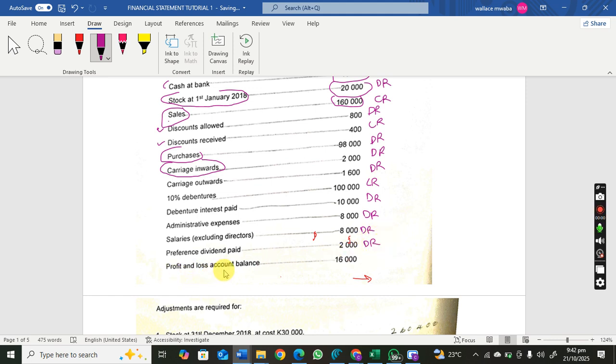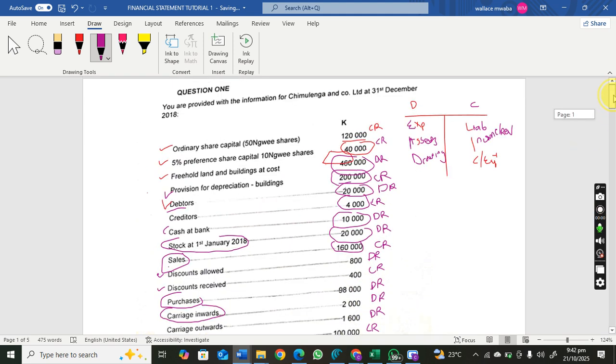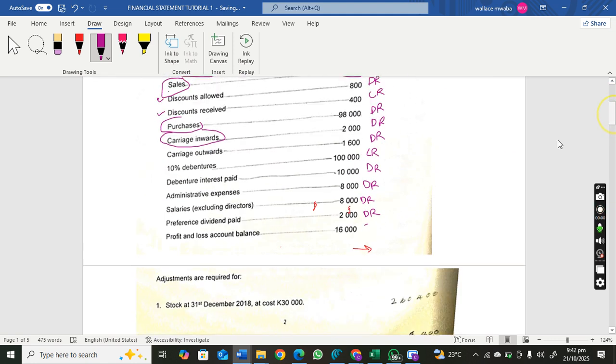Then profit and loss account balance, this is also called retained earnings. Okay, so this retained earnings, this is the profit you keep. After you make profit, you don't use all of that money, you keep some of it. That is what we call our retained earnings, and this falls under equity. Retained earnings account falls under equity. All right, so as we can see according to our diagram here, equity is on the credit side, so you credit.